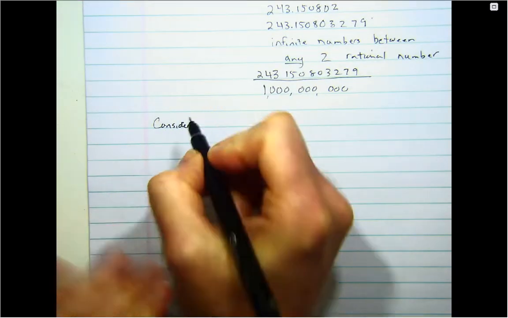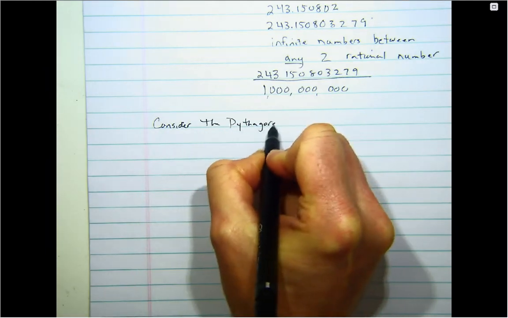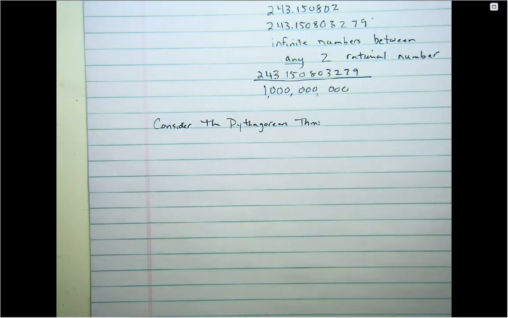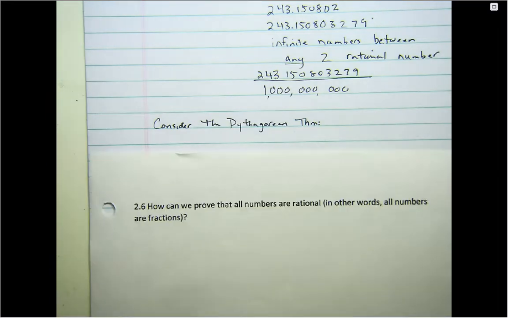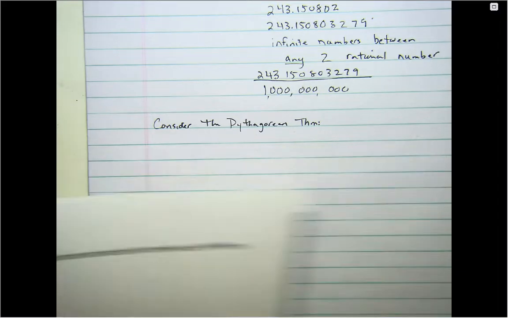We're going to consider the Pythagorean theorem. We're actually considering the Pythagoreans today because the Pythagoreans had this question, and that's what we're looking at. How can we prove that all numbers are rational? In other words, all numbers are fractions.